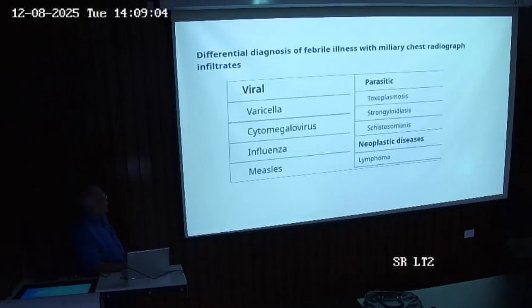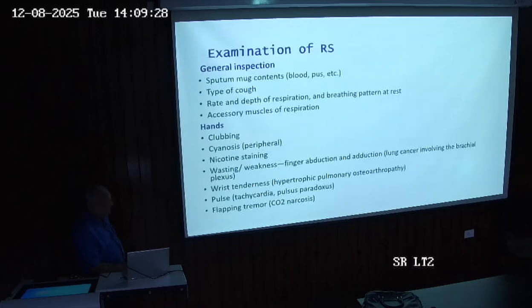Varicella can sometimes present as disseminated miliary shadows. Influenza, measles, and in neoplastic disease, lymphomas can infiltrate the parenchyma and disseminate. Toxoplasmosis, strongyloides and schistosomiasis are the parasites which can cause lung involvement, which can be a mimic of miliary TB.